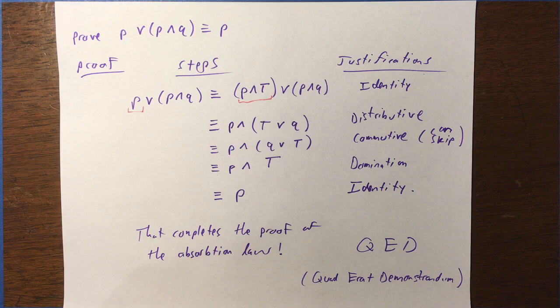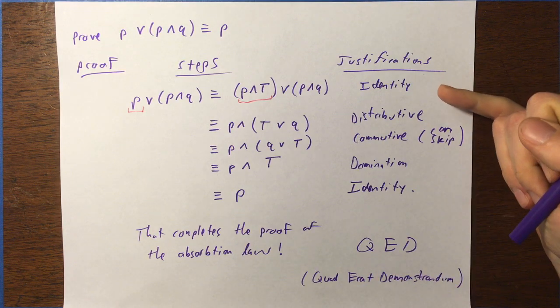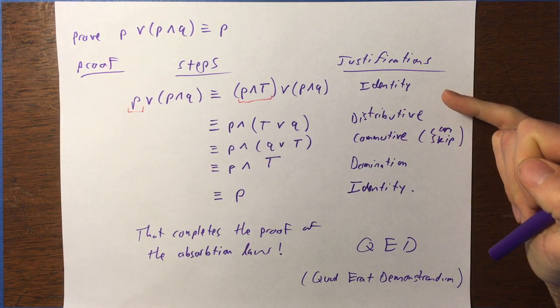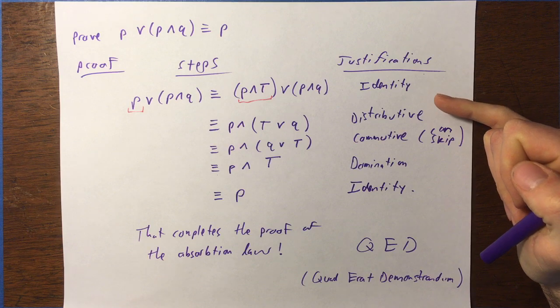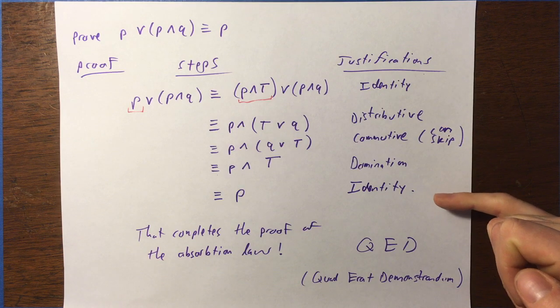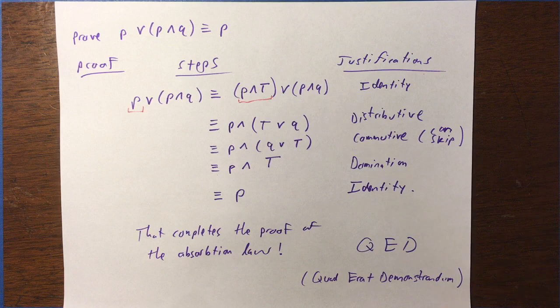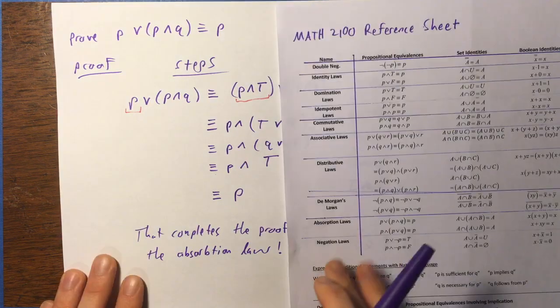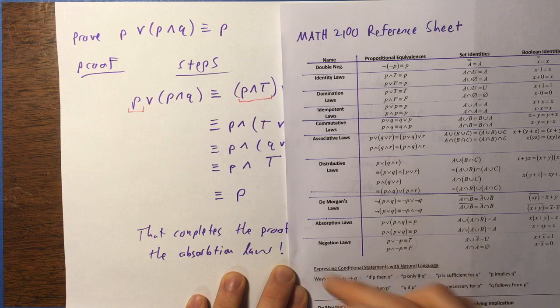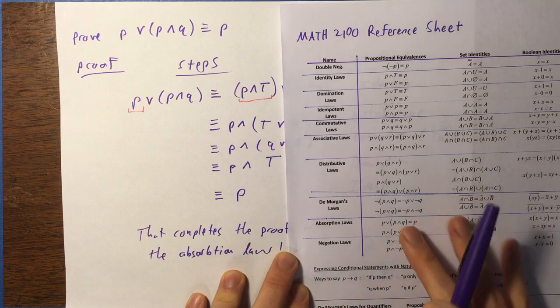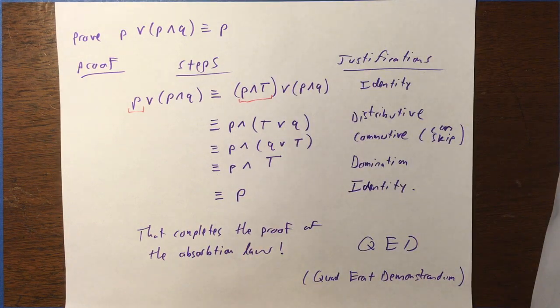So there we go. So that demonstrates how to use the propositional equivalences from your reference sheet to prove other propositional equivalences. Here we were proving the absorption law, but in homework and assignments, I will give you other identities to prove, identities that are not on this sheet, and then you will be allowed to use any of them, including the absorption law, at your discretion. Okay, so that does it for this one.